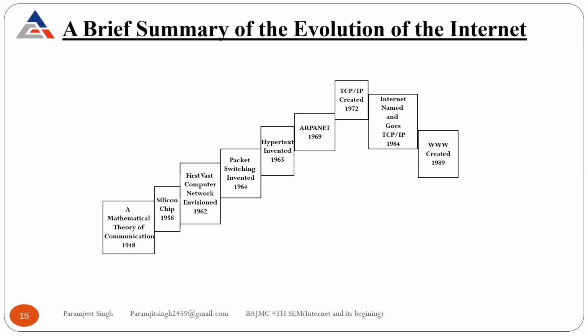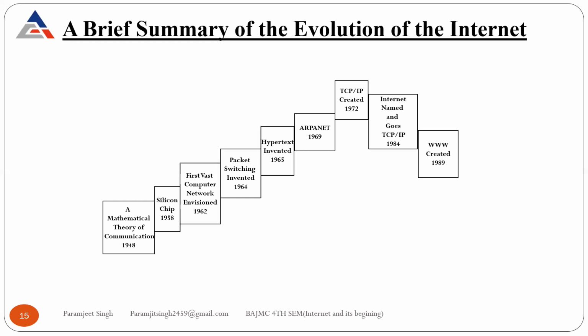So this is a diagram which shows how the internet evolved from 1948. It is a mathematical theory of communication through which we can communicate in a binary language. And after that, the silicon chip, which we use every day, since each and every motherboard is made of silicon chip. The internet evolves with this. And by 1965, hypertext was invented. The information in the form of messaging is the evolution of the internet. No file transmission was possible before that.